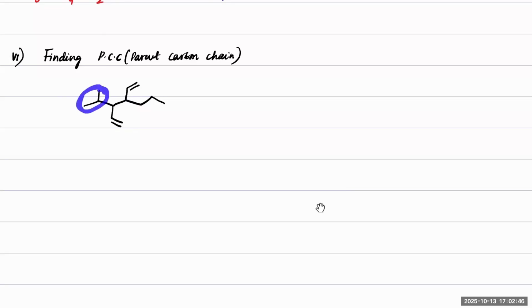So what should be right from here? So numbering wise, it should be 1, 2, 3, 4, 5, 6. Got it? Clear it up. So this is about PCC. How to write the IUPAC? We'll come to that. First question is about identifying the PCC here. Clear it up.